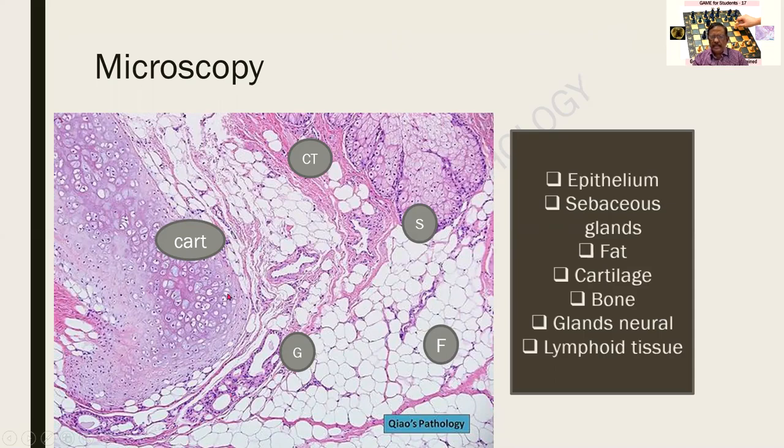But the catch is there is absolutely no relationship. So it is just like assorted biscuits. Dear students, please do not write assorted biscuits alone in the exam, just describe it properly. So epithelium, sebaceous glands, fat, cartilage, there might be bone, glands, neural tissue can be seen, lymphoid tissue can be seen. Since all are together, it is a classical diagnosis of a teratoma.